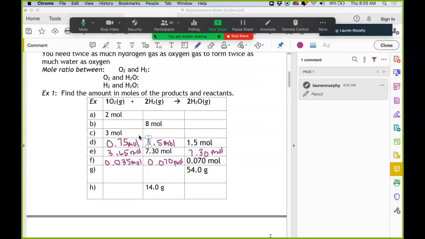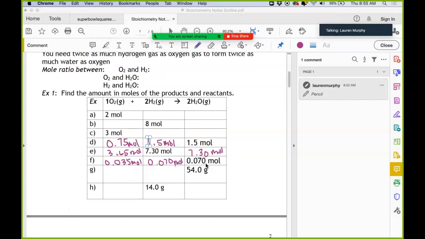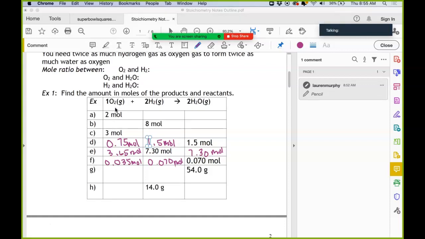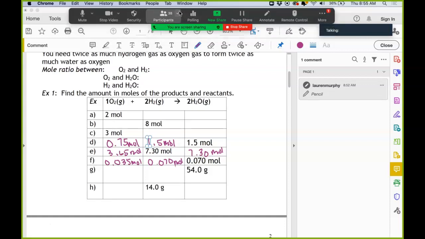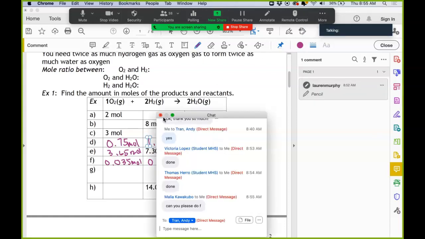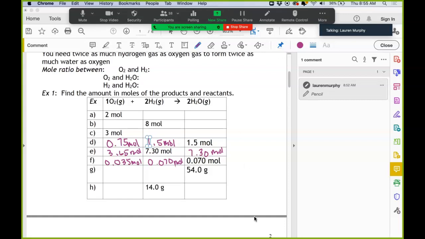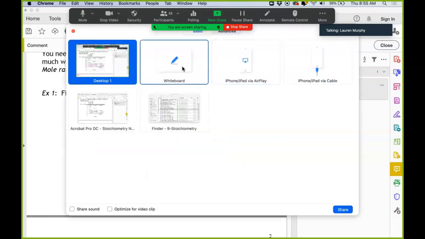Okay, so this is what we have for the answers. Before we move on, do I have any questions on how to do mole-to-mole ratios, which is known as stoichiometry? Someone asked for F, so I'm going to do F. I have 0.070 moles of water. So let's do it right here.